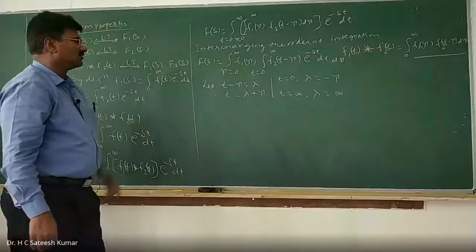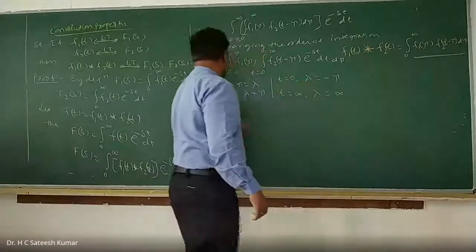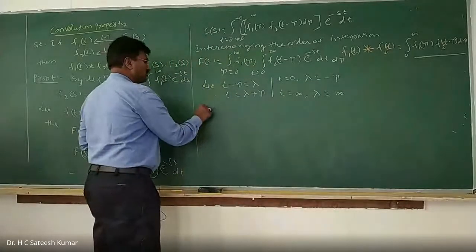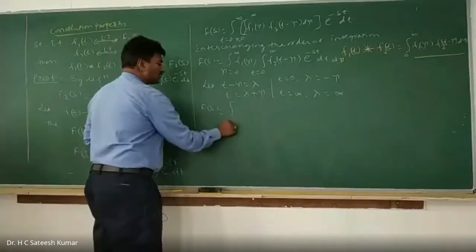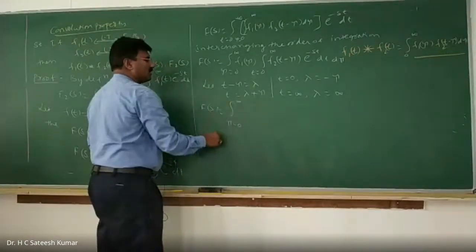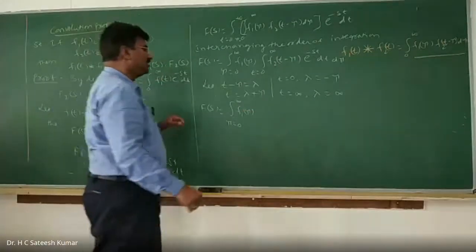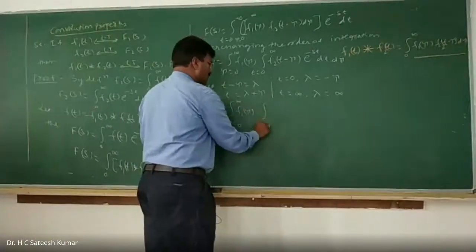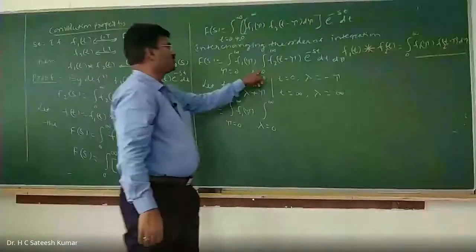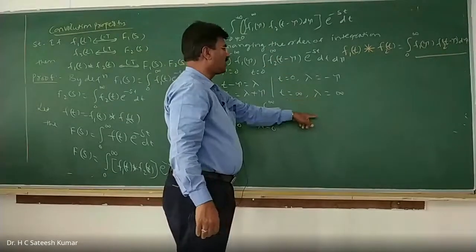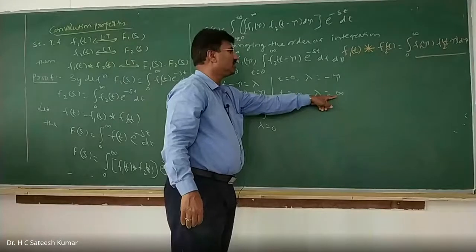Okay, right. So now what is that? You can write it. Even though lambda is t minus tau, you can change it there itself. F of s is equal to integration tau ranges from 0 to infinity f1 of tau into integration, t is changed to lambda. For t ranges from 0 to infinity, lambda ranges from minus tau to infinity.